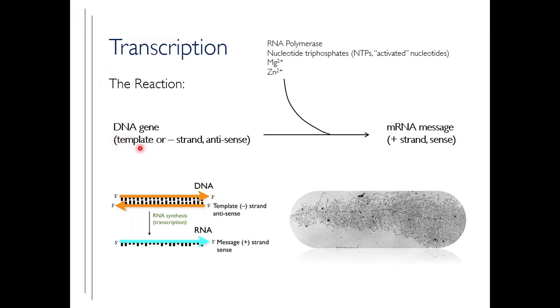And that gene, the template strand, or it's often called the minus strand or antisense strand, is then converted into an mRNA message of the plus strand or sense strand. So that's just a bit of terminology for you, don't worry too much. And this image here is just depicting some transcription. It's a snapshot of transcription that's happening in E. coli. So you can see there's lots and lots of mRNA molecules and strands being produced there. And again, this on the left-hand side is just a diagram of that process.